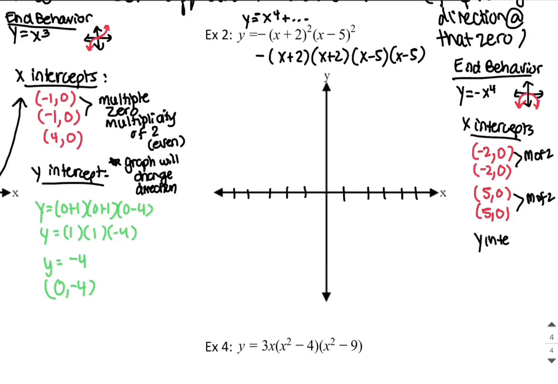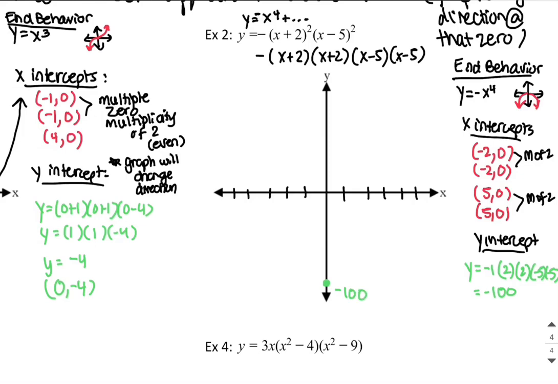One more thing, the y-intercept, important, you need that. If I plug in 0, I'm going to have -1 times 2 times 2 times -5 times -5, which gives me a total of 4 times -5 is -20. -20 times -5 is 100. And then I multiply by that negative in front, so it's -100. So I'm going to be at -100.